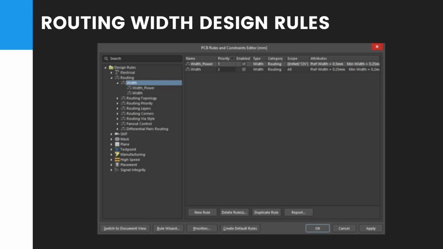There is no issue if a net is targeted by multiple rules. The software always looks for and only applies the highest priority rule.